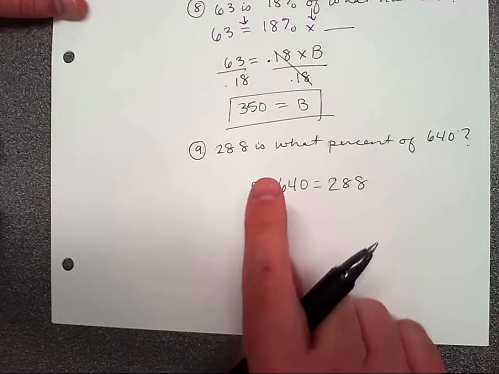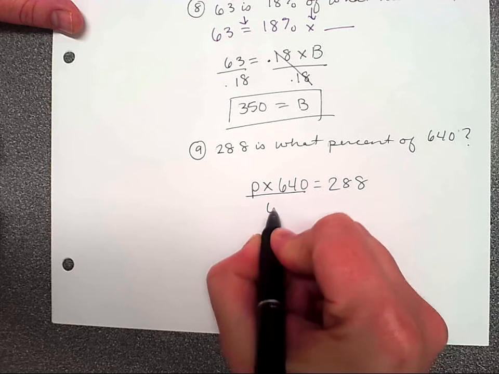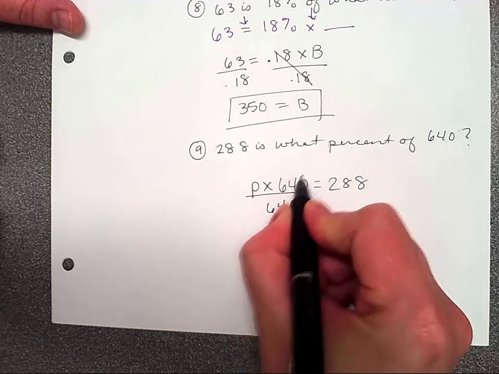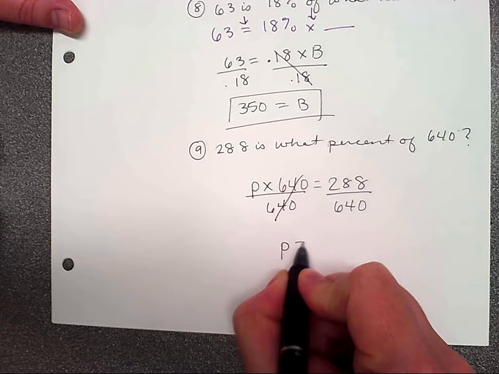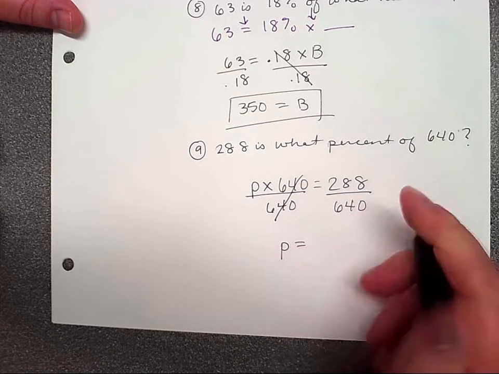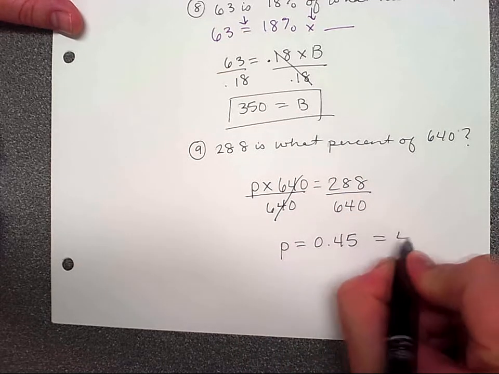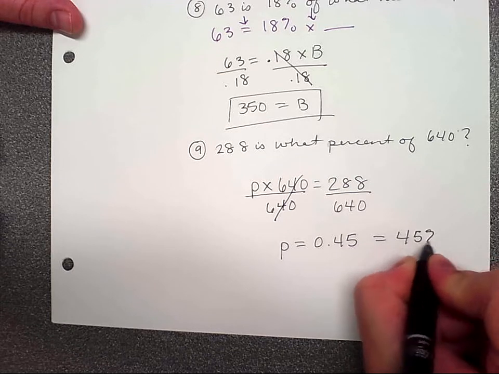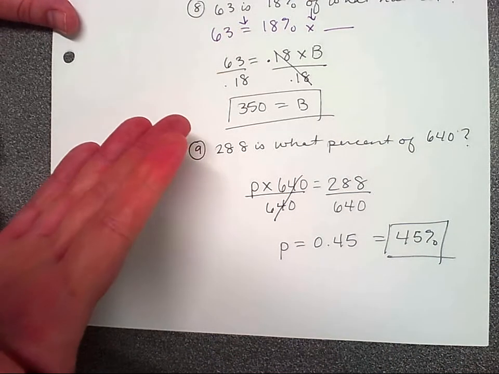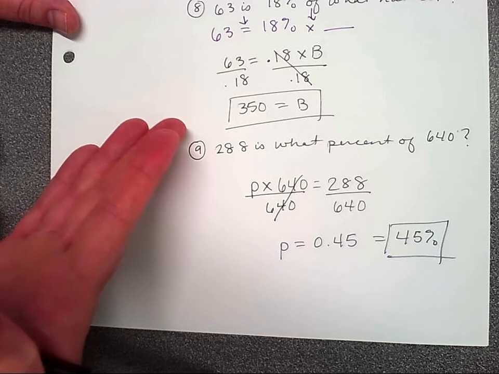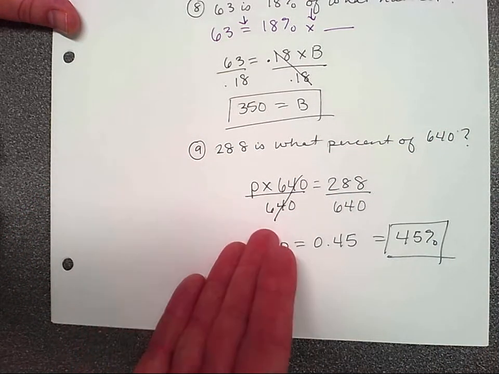Good. So the operation between P and 640 is multiplication. The opposite of multiplication is division, and that's because 640 divided by 640 equals 1. So P equals, who put this in their calculator? 0.45, which as a percentage is 45%, right? So I think what most people struggle with in math and word problems is translating this into an equation and then the order of operations, right?